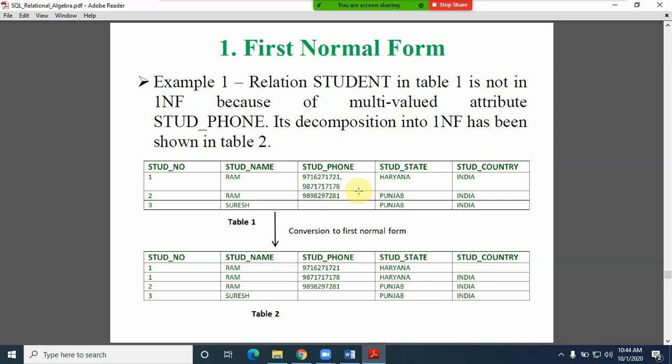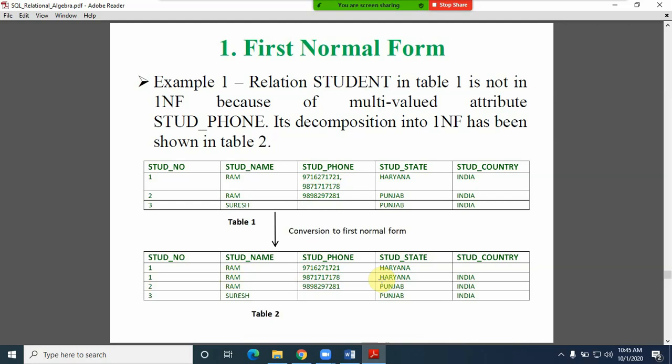We have to split this particular record in such a way that, just observe here friends, one row has Ram and the phone number of Ram, along with the state and country. For the same record, you need to create one more row, providing the second phone number in the second row. By doing so, it is easy to observe that we have split the multi-valued attribute into different rows, and now you can say the second relation is in the first normal form.